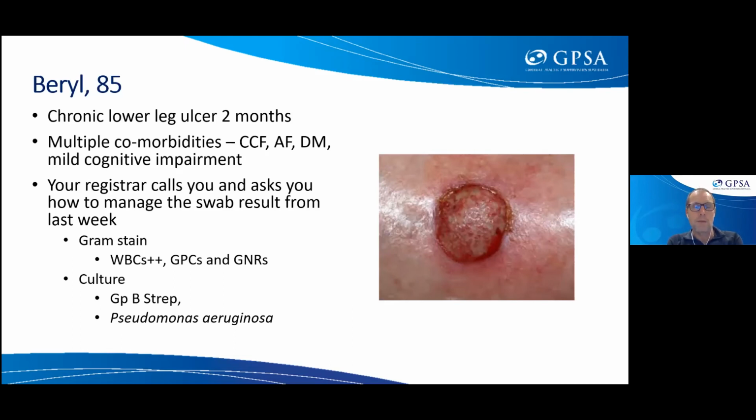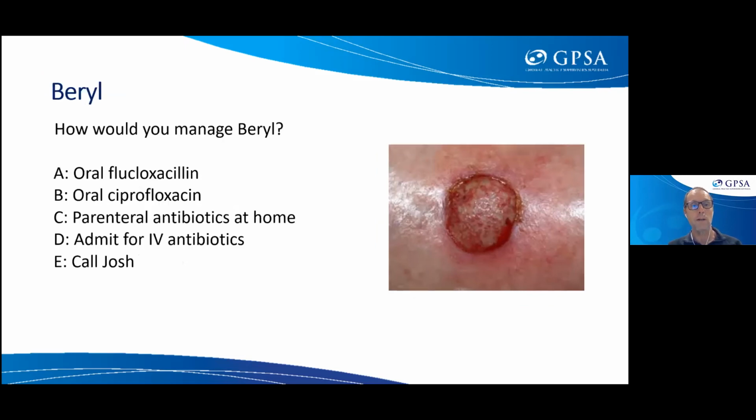So this has been a very pussy morning, but Beryl arrives. She's got a chronic lower leg ulcer for a couple of months, and she's been seeing your registrar. She's got a number of comorbidities, as you can see, and your registrar calls you and says, I've got a bit of an issue with Beryl. Here's her leg. I just wanted to get your advice about the swab that I got last week. The gram stain showing lots of white cells, gram-positive cocci, gram-negative rods, group B strep, and it's got a Pseudomonas. And look, I've come out of the hospital system. I know you have to treat those pretty aggressively. I don't know what you do in general practice. So how would you manage Beryl?